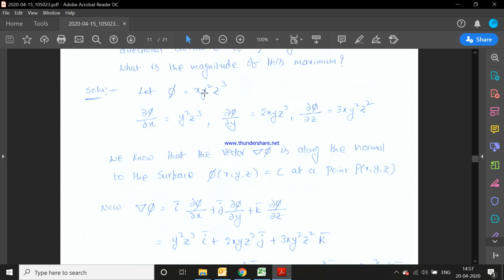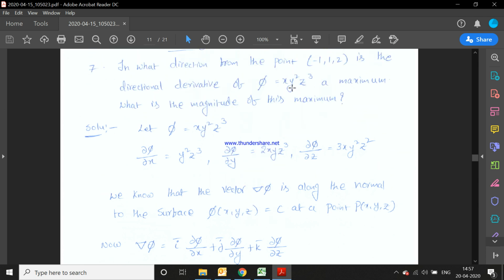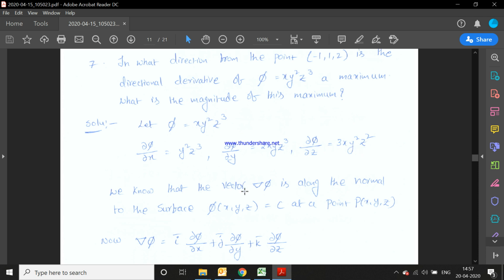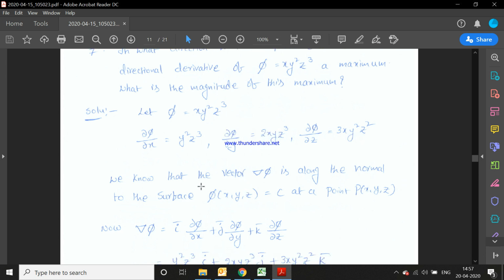First, the given function is phi = xy²z³. So ∂phi/∂x is y²z³, since the derivative of x is 1. ∂phi/∂y: the derivative of y² is 2y, so 2xyz³. ∂phi/∂z: xy² is constant, the derivative of z³ is 3z², so 3xy²z². So now find del phi.